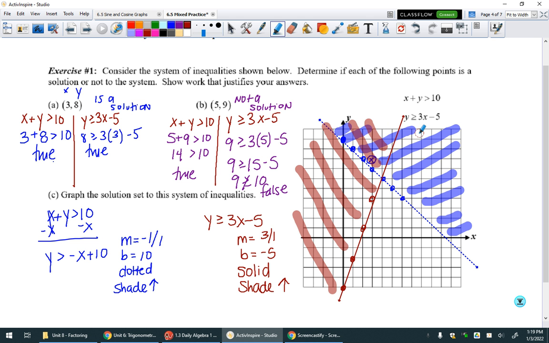Okay. Do you see where they intersect, guys? Where they intersect, that's my S. And you will hopefully notice that that point 3 comma 8 is in that solution set.